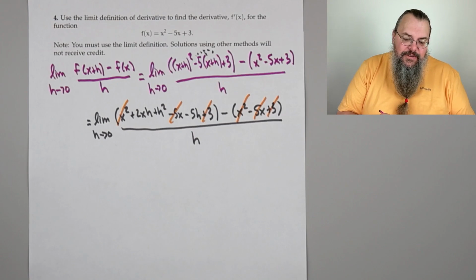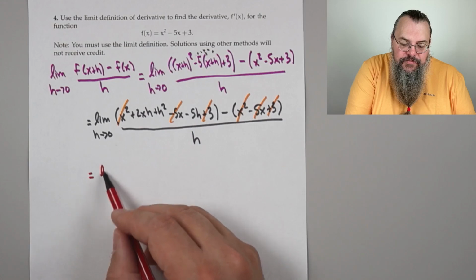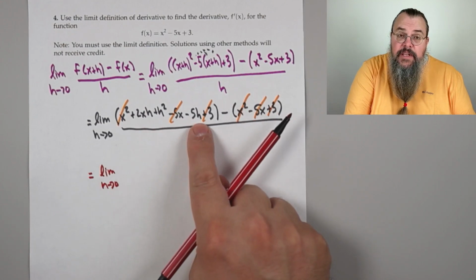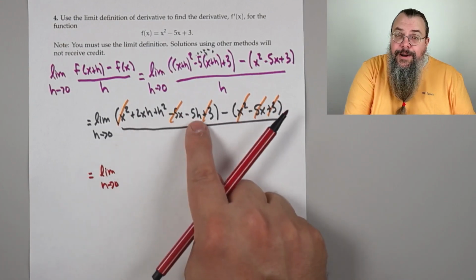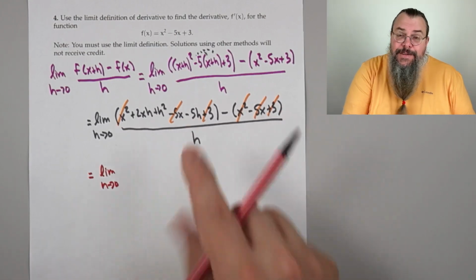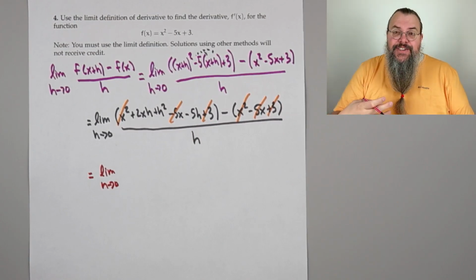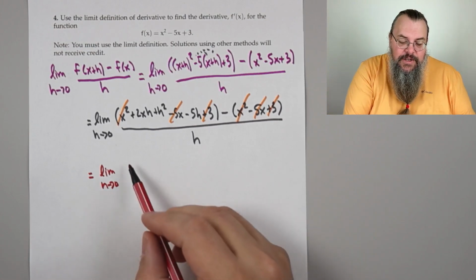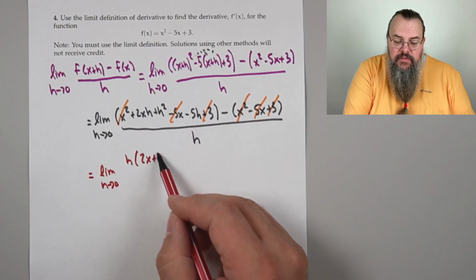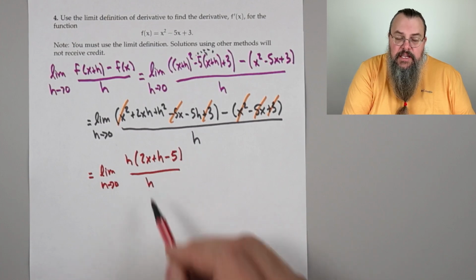You know, it's one of these great problems where, hey, we want you to succeed. We'll give you things to look for. Now, what's left? Well, there's 3 pieces left that haven't canceled. What do you notice is common to all of them? h. Coincidence? I don't think so. In fact, it shouldn't be, because we know our mindset is cancel h's. Cancel the 0 over 0. So we know we should get some h to pull out. So there's h, there's a 2x plus h minus 5 over h.